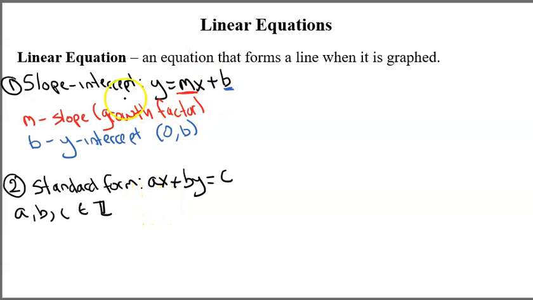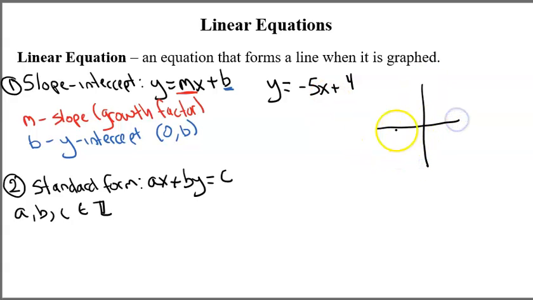So the neat thing about this is that these two forms are equivalent, meaning I can go back and forth between each form. So let's look at this. So I'm going to show you two equations. So the first one is going to be the equation y equals negative 5x plus 4. And so, in this form, I'm going to draw a quick graph over here. This is a sketch. To graph these, the b value is the y-intercept. So here is 4.